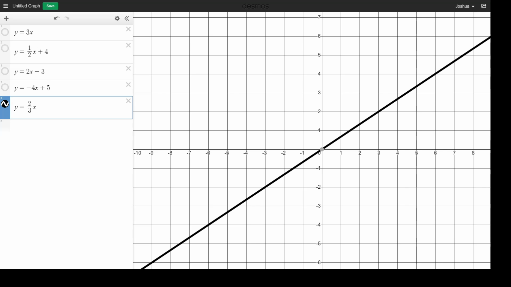The thing to remember is that gradient is rise over run, and the gradient is always attached to your x variable. So it's always this bit here: 2 over 3, that was our gradient; minus 4, that was our gradient, attached to the x; 2 was our gradient in this one, attached to the x; a half is our gradient, attached to that x; and 3 was the gradient in this one.